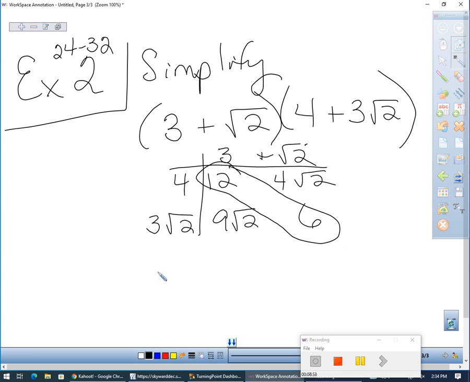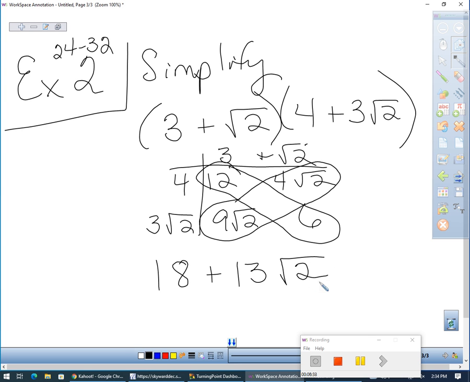6 plus 12 is 18. And then we have 9 square roots of 2 plus 4 square roots of 2 is 13 square roots of 2. Yep, that's how you leave it. That's where it stays. It's just like when we were doing imaginary numbers, right? The complex numbers that way. Same thing.